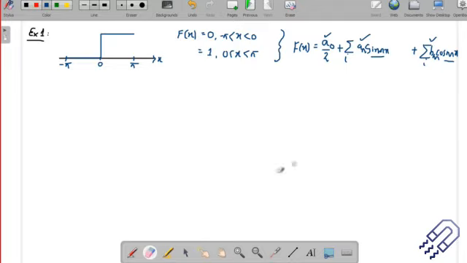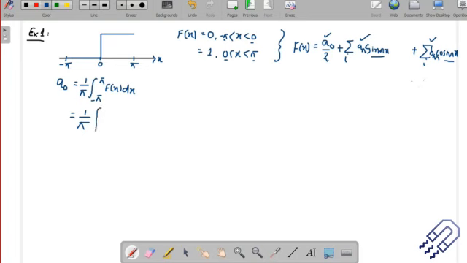Let's just solve it, the steps, and then probably we can understand it better. When you do it on your own, it will be even more clear. So let's find out the value of a naught. a naught is equal to 1 divided by pi, integral from minus pi to pi of f(x) dx. This is something which you already know. And when we have different limits, from minus pi to 0 and 0 to pi, we can separate out the integrals.